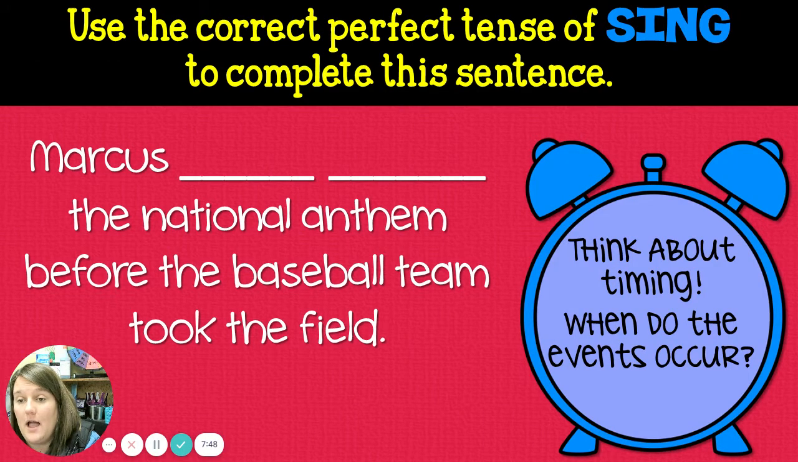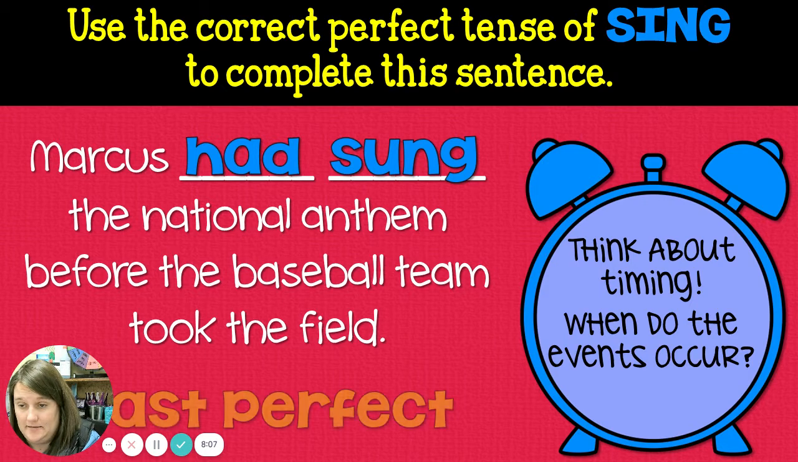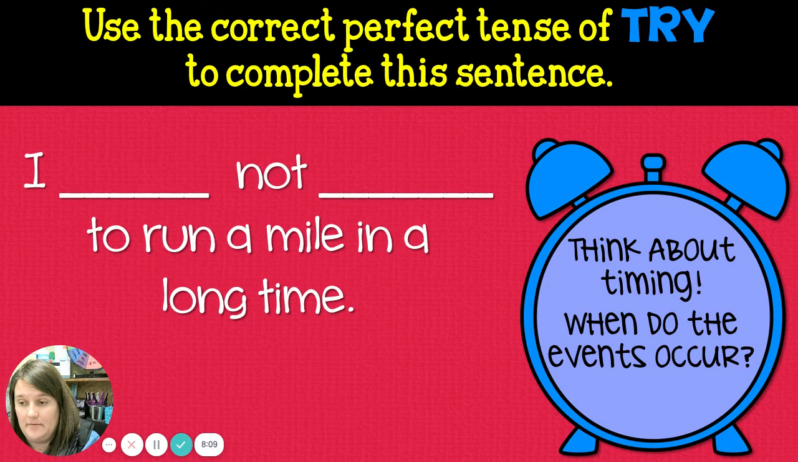All right, I want the correct perfect tense of sing in this completed sentence. Marcus blank the national anthem before the baseball team took the field. It happened in the past. So what could I put there? Had sung, okay? You have to make those match, all right? Took tells us that it already happened, and it is past perfect.